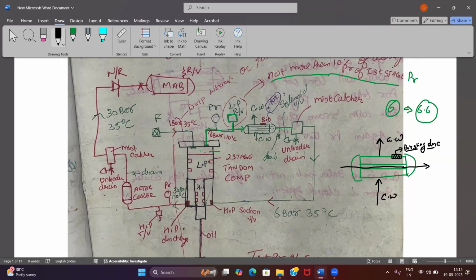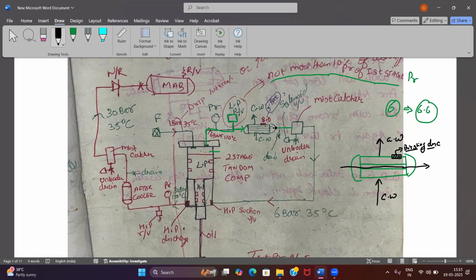The cooling water is your fresh water. It can be a plate type heat exchanger, or it can be a shell and tube type heat exchanger, or if it is air cooled type, then obviously this type of arrangement will not be there.